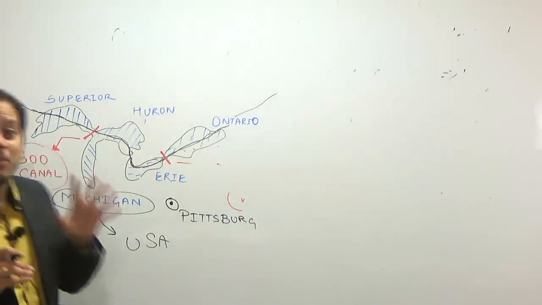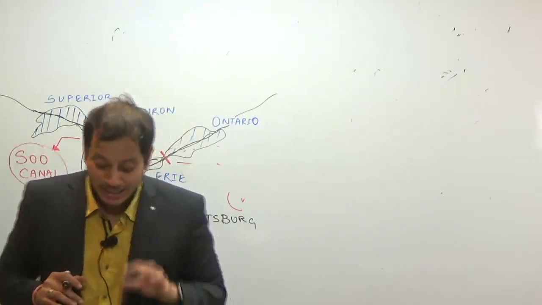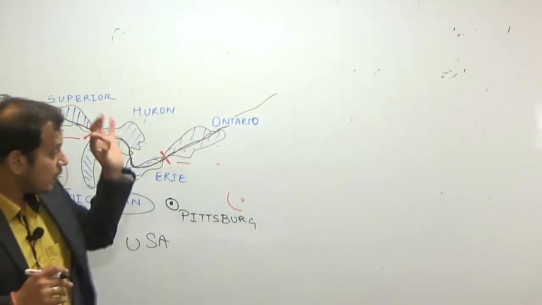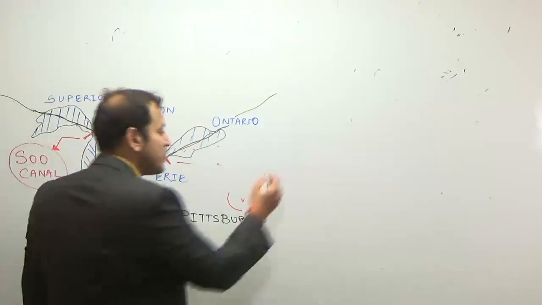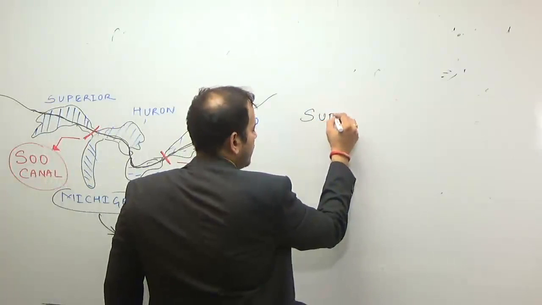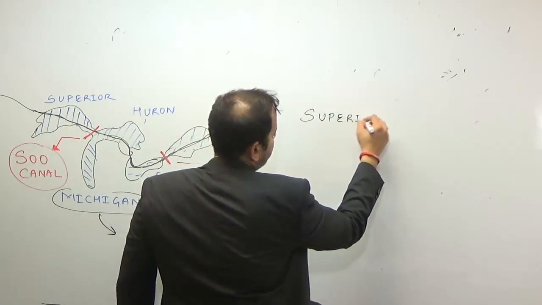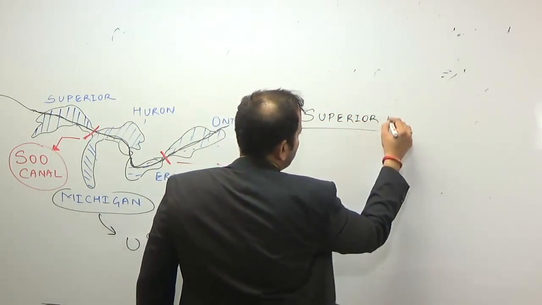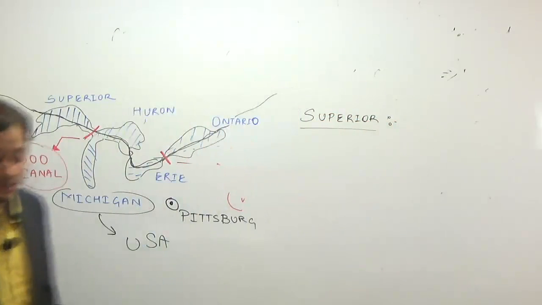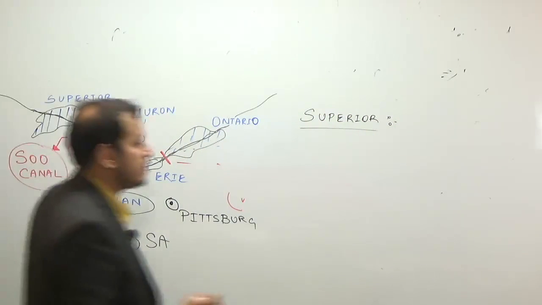But some of the important cities which are located on the different lakes: on Lake Superior, we have the city of Duluth.